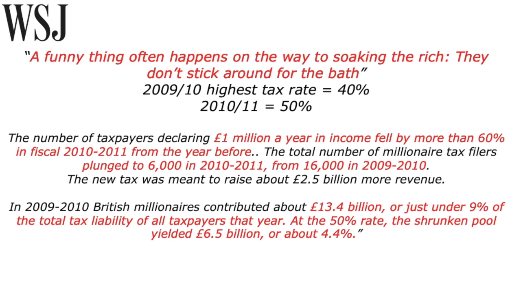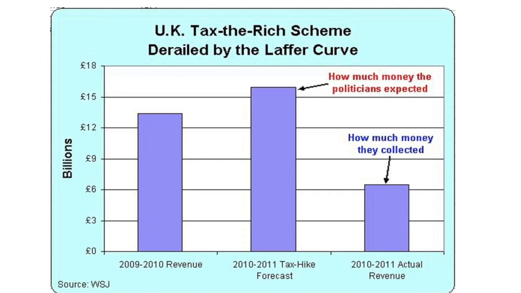Now, there could have been different reasons. For example, maybe in 2010-11 we started to see more of the actual effects of the Great Recession. We can't put it all down to this, but within this article, the Wall Street Journal definitely did. As we can see in the graph, the 2010-11 tax hike forecast shows how much money the politicians expected, and then what they actually received.